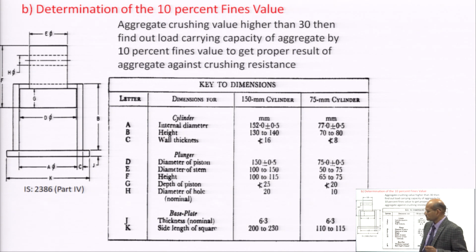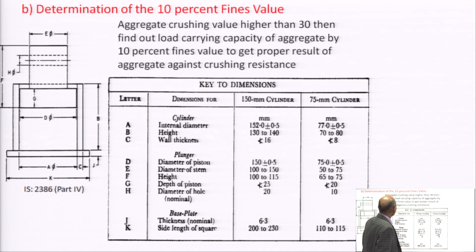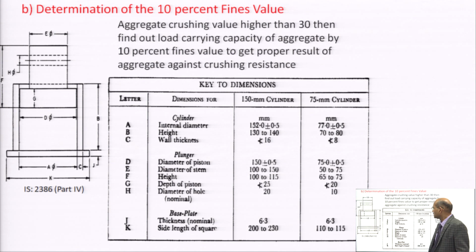The 10% fines value is used when the aggregate crushing value is higher than 30. Then we find the load carrying capacity of the aggregate by the 10% fines value to get a proper result of aggregate crushing resistance, because once the crushing value is more than 30, the result obtained by the crushing value test is not proper. So we find the 10% fines value, the load carrying capacity for that. The test is similar, nothing different.